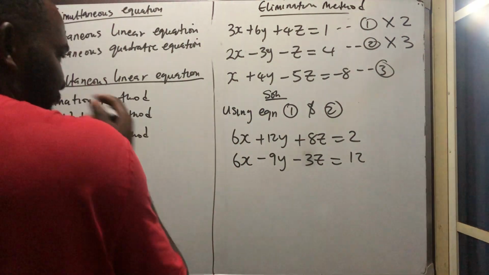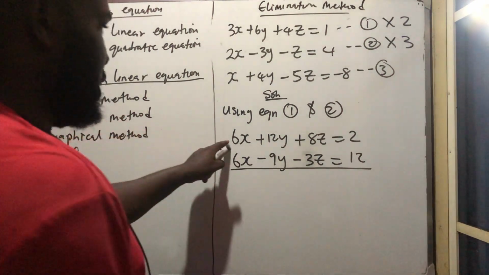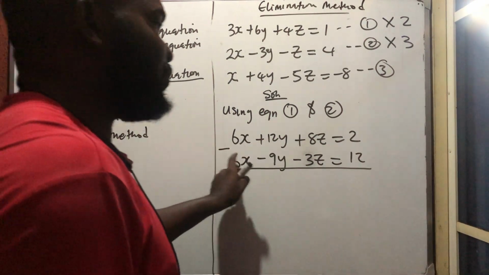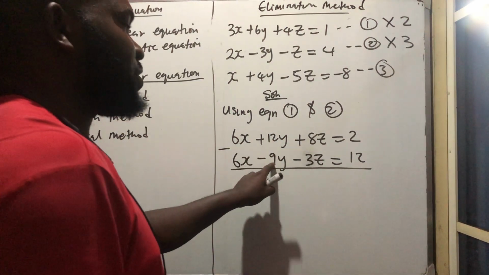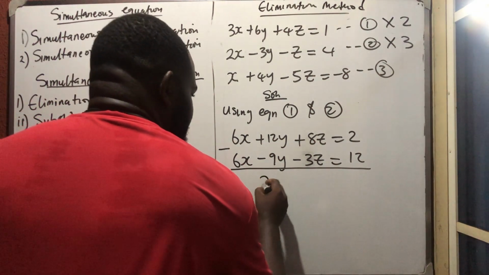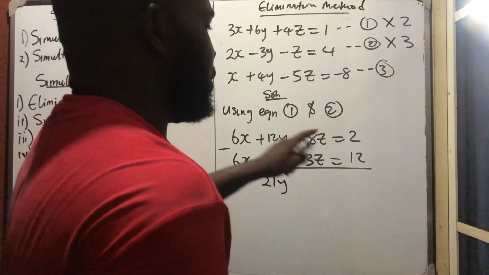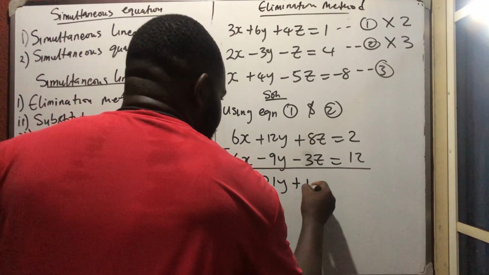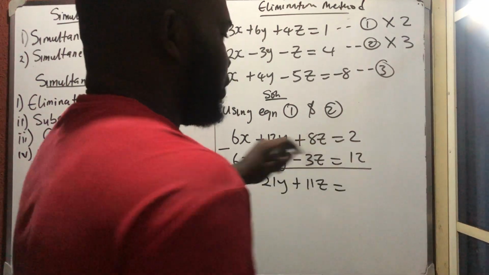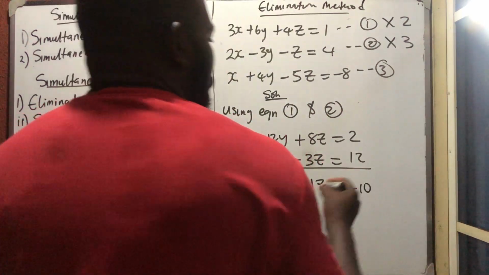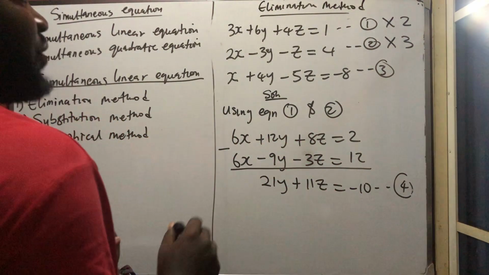Now if you look at that, the x terms are now equal. I can now subtract to eliminate. This minus this is gone. Don't forget that the minus affects everybody down, so minus minus is plus. 12 plus 9 will give you 21, so this is 21y. Minus minus again is plus. 8 plus 3 will give you what? 11z is equal to, minus is affecting this, so 2 minus 12 will give you minus 10. Call this one equation 4. Okay, you have gotten your equation 4.